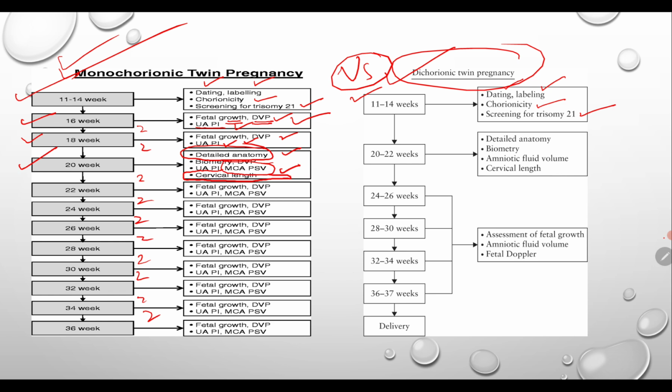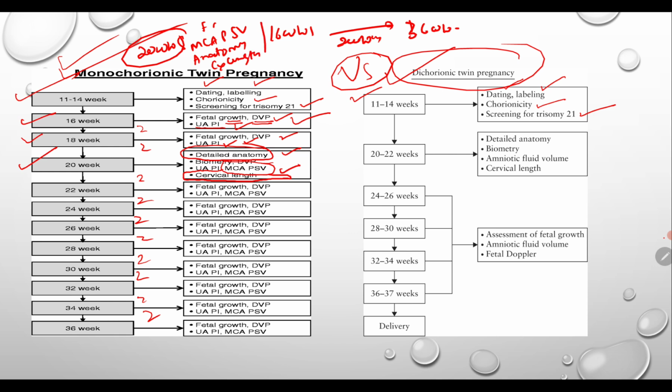So to easily remember the differences: from 11 to 14 weeks, dating, labeling, chorionicity and screening for trisomy. Then from 16 weeks you start every 2 weeks till 36 weeks. Then at 20 weeks, along with fetal growth, ductus venosus, deepest vertical pocket and umbilical artery PI, you have to add MCA PSV to rule out fetal anemia. Then add the detailed anomaly scan, the normal fetal anatomy scan, and then the cervical length measurement. These three things are added from 16 to 20 weeks.